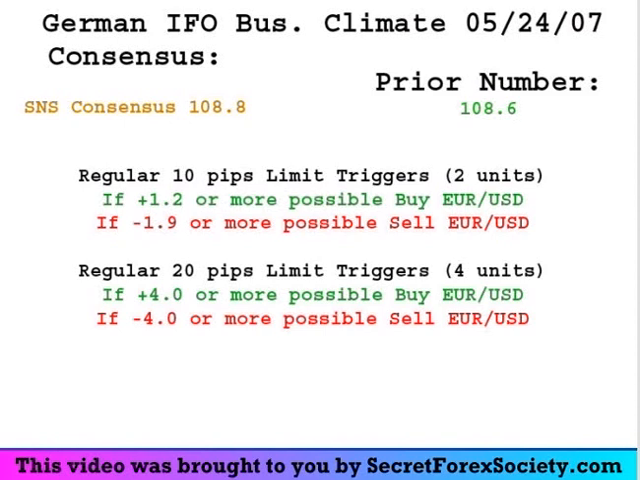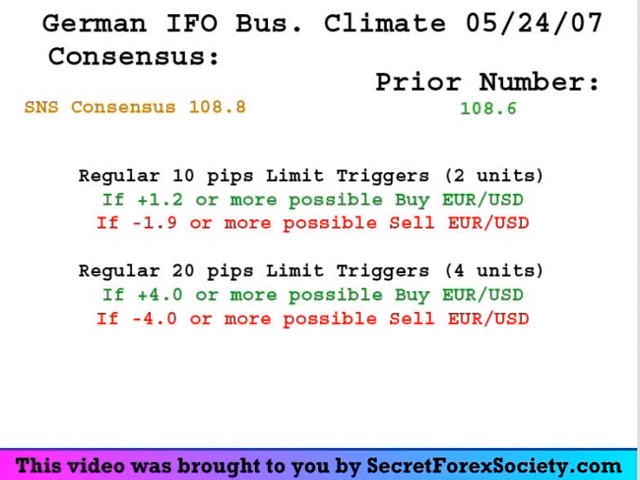So the business climate is what we're focusing on. If the number comes out at 110 or higher, and 110 is a psychological level, it would be much better than expected, and I think Euro USD could go up by about 25 pips in the first maybe 15 to 30 minutes. And for that, I'm willing to use regular 10 pips limit triggers on my MB trading. Okay, on Oanda, that means using market orders with 3 pip bounds.